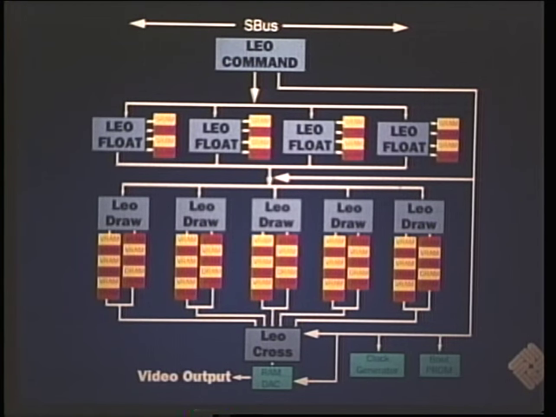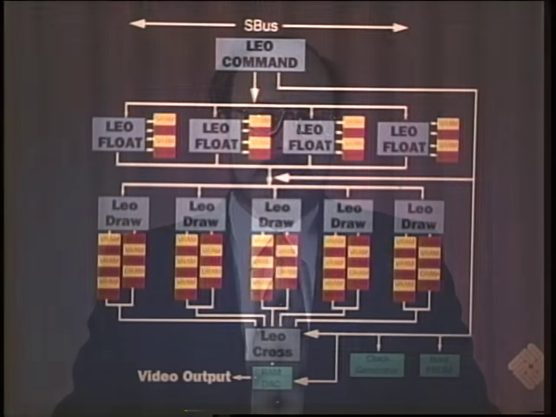Below the Leo floats, we have an array of Leo draws, which are our individual rendering chips. These are also spatially subdivided to be able to work rather than working on different primitives at the same time. The Leo draws all work on different pieces of the same primitive at the same time, because now we're in screen space and it's much easier to divide up the primitives into more and more pixels. Below the Leo draws is the DRAM and VRAM comprising the frame buffer, and below that, chip labeled Leo cross does the post-processing work from the frame buffer, getting ready for the final digital to analog conversion in the RAMDAC and output.